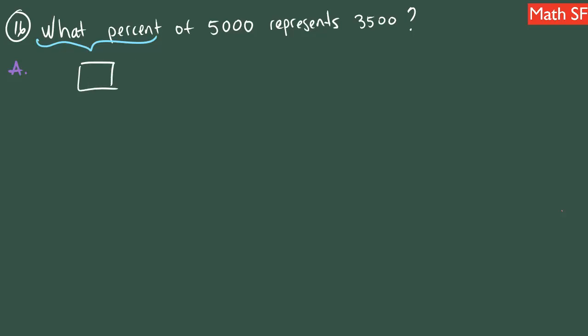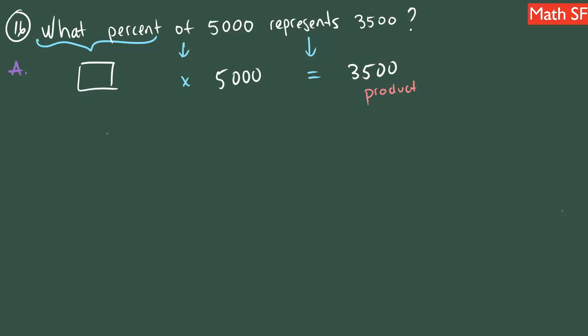Of stands for times, and 5,000 is 5,000, and represents means equal, and this is 3,500. And then once we have our equation, you say, okay, what am I missing there? Am I missing a multiplier? Am I missing a product? Well, first of all, let's identify who's our product here. These two things that are multiplying each other are called multipliers. Therefore, this one should be the product. And I believe we're missing one of the multipliers, correct?